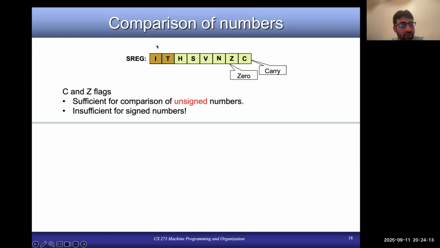Okay, now let's have a look. I also gave you an example in the description of the lab, like how the C flag is used in comparing numbers, like how the value of the C flag, if it is zero or if it is one, what does it tell us. So let me give that example quickly again.